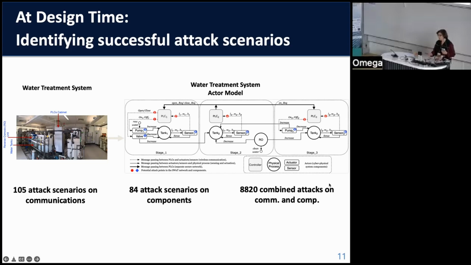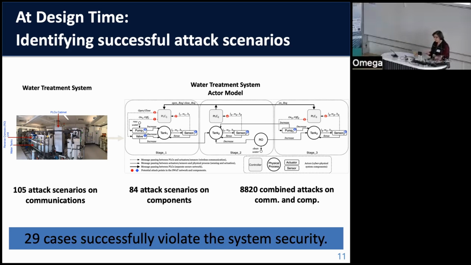We also modeled more than 8,000 combined attacks. So all these attacks that I told you, then we combine them, have more than one of them. And then we have 29 cases of successfully violating the system security. So again, this is what Stefano was talking about. You have all these attacks and only 29 of them can really bring the system down, not bringing it down, but making it behave in a way that we don't expect. So not all the attacks were really successful.